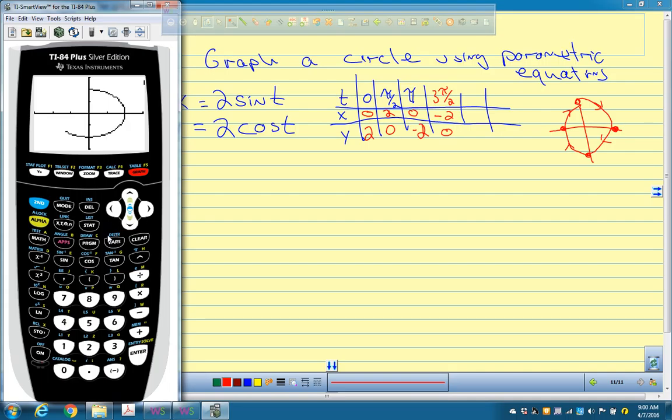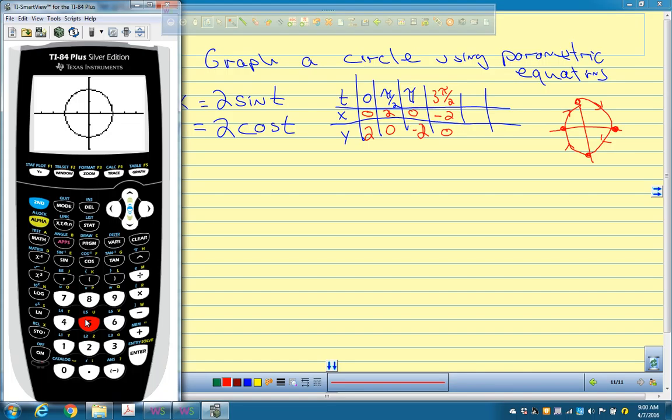The reason that looks like an ellipse and not like a circle is because this scale is distorted, right? This 1 unit is not the same as the 1 unit there. If I go zoom and I go to square, that gives you a square viewing window. Then I get my circle. Okay? Isn't that cool?